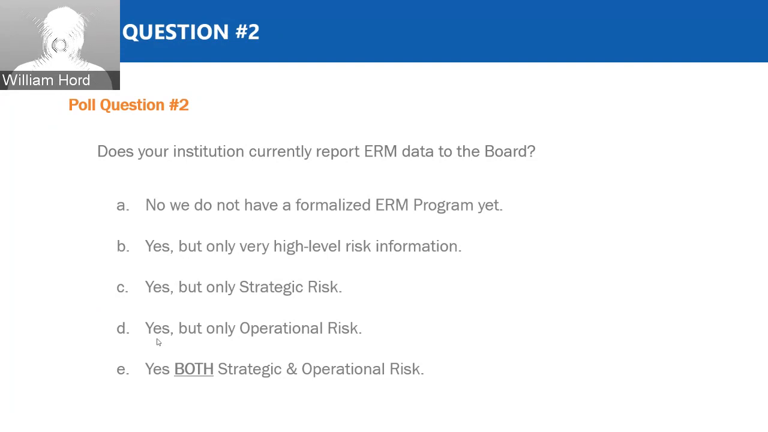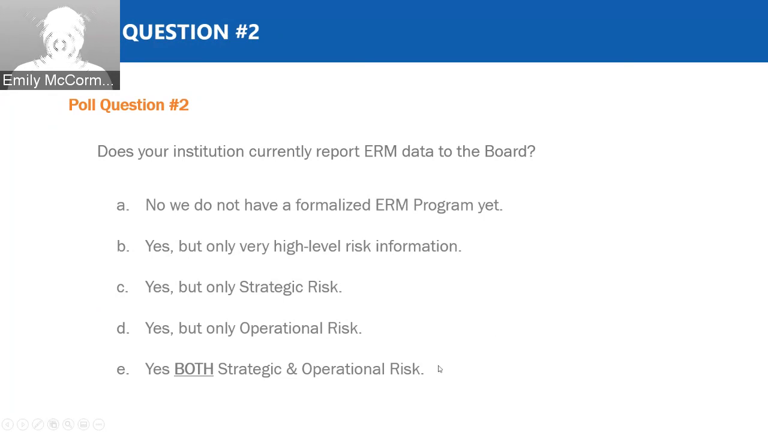Well, Bill, I think we're in a spot where we can close it up. So we're going to go on and close this out. More than half, at 54%, say that they do currently report both strategic and operational risk. We've got just shy of a quarter that report only very high-level risk information. 12% split either one, risk or operational or strategic risk, and 11% do not yet have a formalized ERM program.